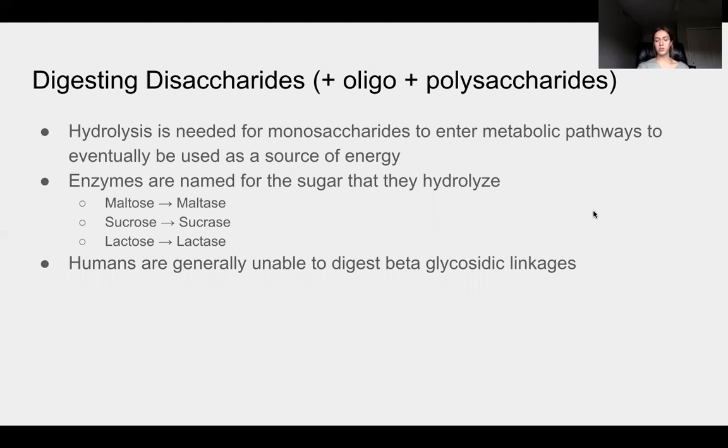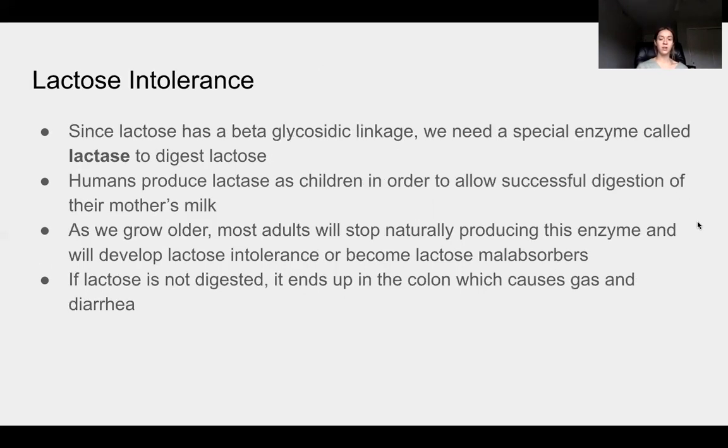If you remember when we just talked about the structure of lactose, that is a beta linkage. So we have a specific enzyme for that, which I'll talk a little bit about. This has clinical relevance to lactose intolerance. We have the enzyme lactase that's able to digest this beta linkage. Humans produce lactase as children in order to allow them to digest their mother's milk.